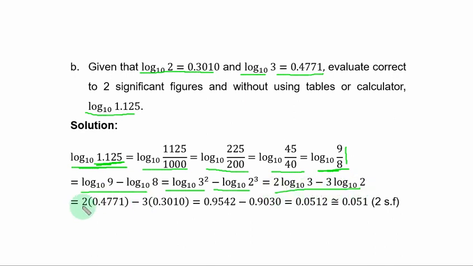So you have 2 bracket open, log 3 is 0.4771 bracket close, minus 3 bracket open, log 2, that is 0.3010. If you multiply, you get this result. If you simplify, you get this. To 2SF, you have 0.051.